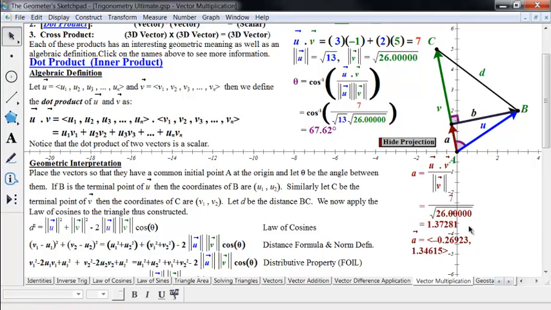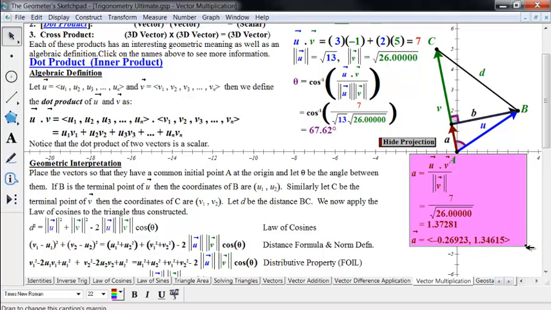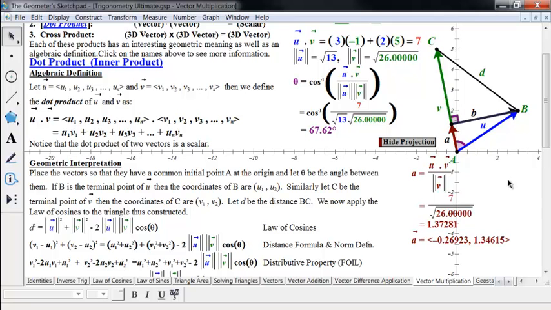And so if we were to take that and make this vector v, it's going to have two components. Its length is 7 over square root of 26, or about 1.37281, and that makes the components approximately negative 0.26923, comma, positive 1.34615, and that would be the vector here in xy component form.